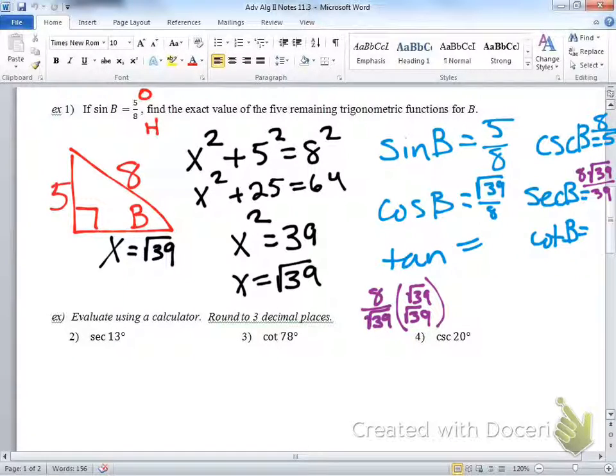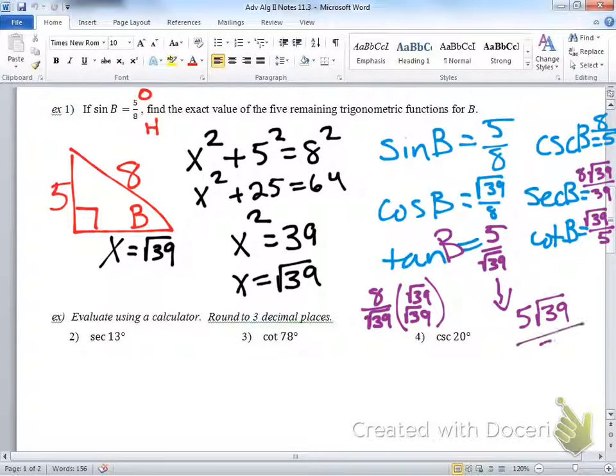All right, and then tangent. Tangent of B is opposite over adjacent. So 5 over square root 39. Before I rationalize that, I'm going to flip it. The radical's fine where it is when you flip it, but I still need to rewrite this guy. So how would I do that? Multiply top and bottom by square root 39 over square root 39. 5 root 39 over 39.